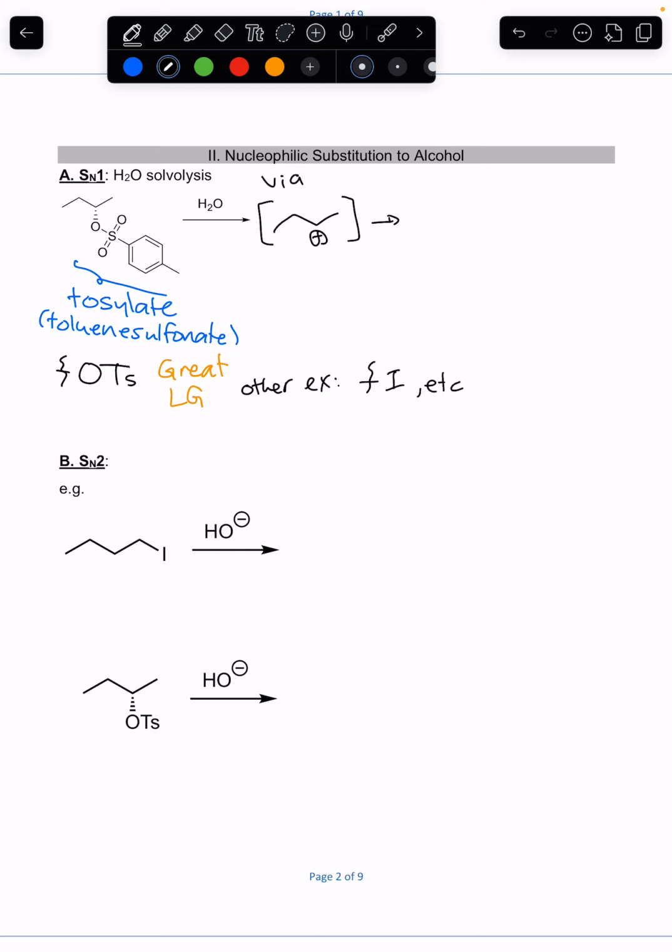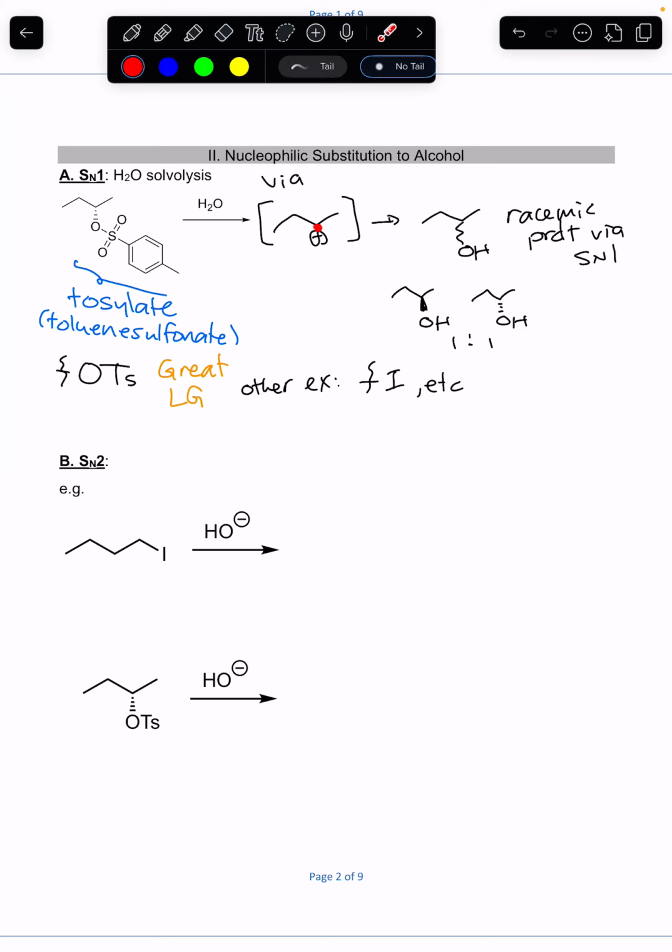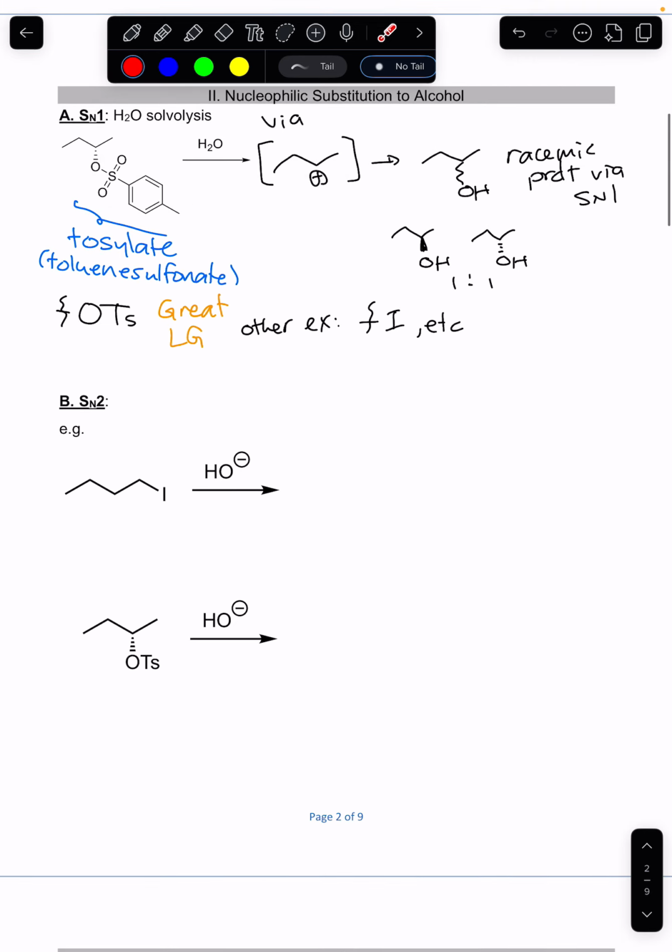And then this could end up with racemic product if the mechanism is SN1, right? And remember that racemic means you have a one-to-one mixture of these enantiomers. And that is because once the carbon becomes a carbocation, this is sp2 and flat, and so the water can attack from either side of that carbocation, so you end up with a racemic alcohol product.